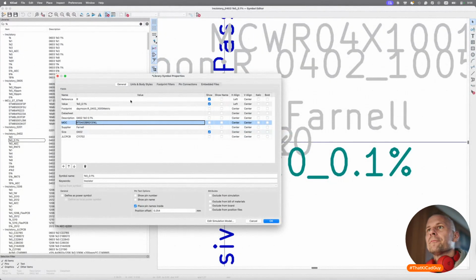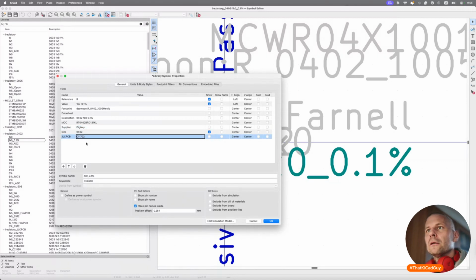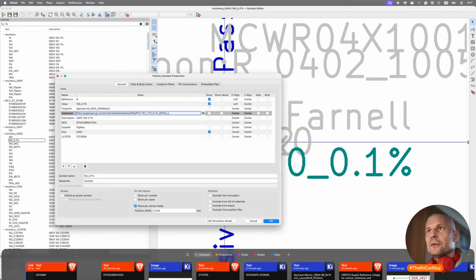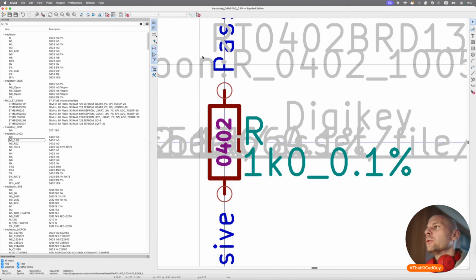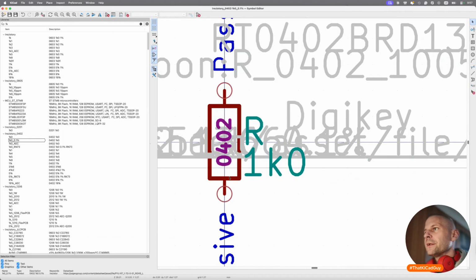So yeah, I have to make a short break. And here is the datasheet. Fine, looks good. Looks good, and the value will be just 1K because it's in the description, and the longer values usually make some mess.